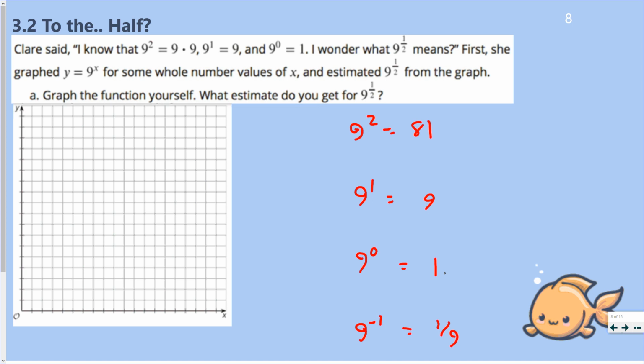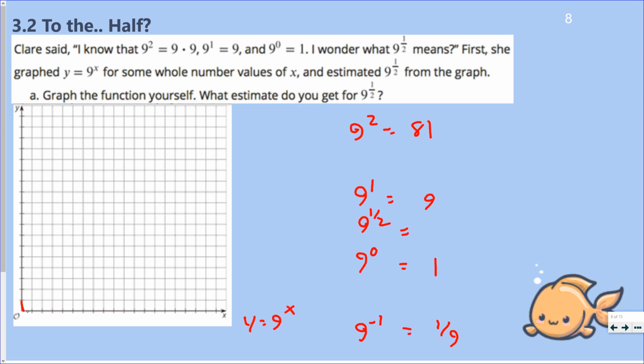fractions. So what if I had 9 to the 1/2 power, halfway between 0 and 1? Could that get a value? Well, possibly, right? So let's see what we can do with that. To handle this, we're going to draw a graph. We're going to sketch a graph of these values, right? We're going to graph the function y equals 9 to the x power.